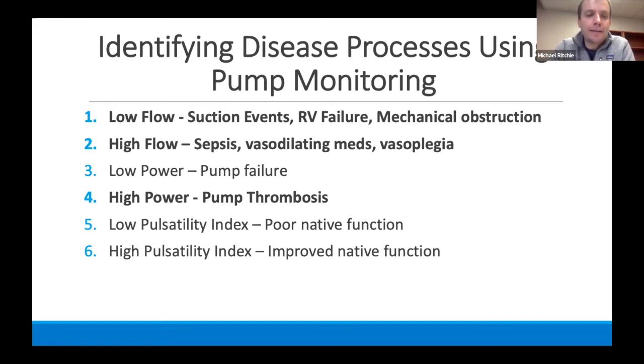With high pulsatility index, you have improved native function. Because it can be done for a bridge to recovery, that can be a sign that the LV is just improving. That means you have high pulsatility, which means that the LV is actually contracting, it's creating a pulse. Whereas if you had no contractility of the LV, you would have no pulse, and you would just have this continuous flow.